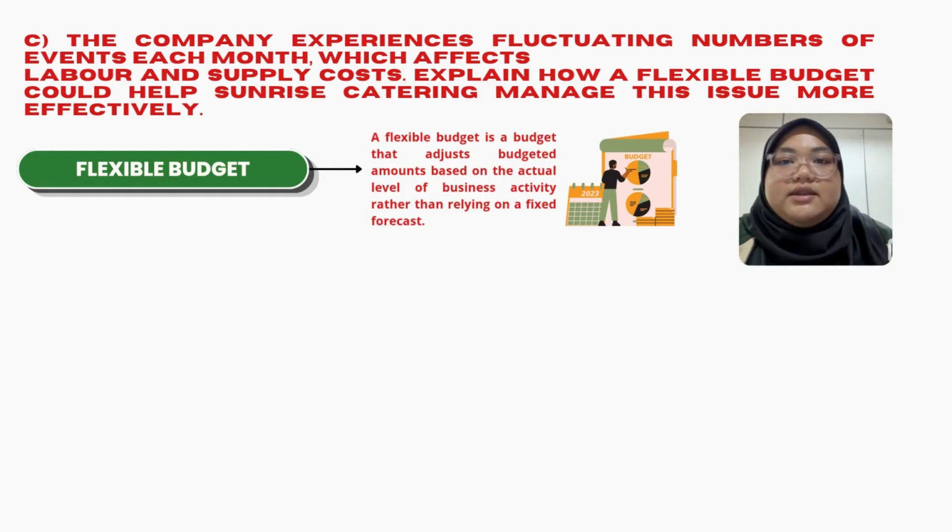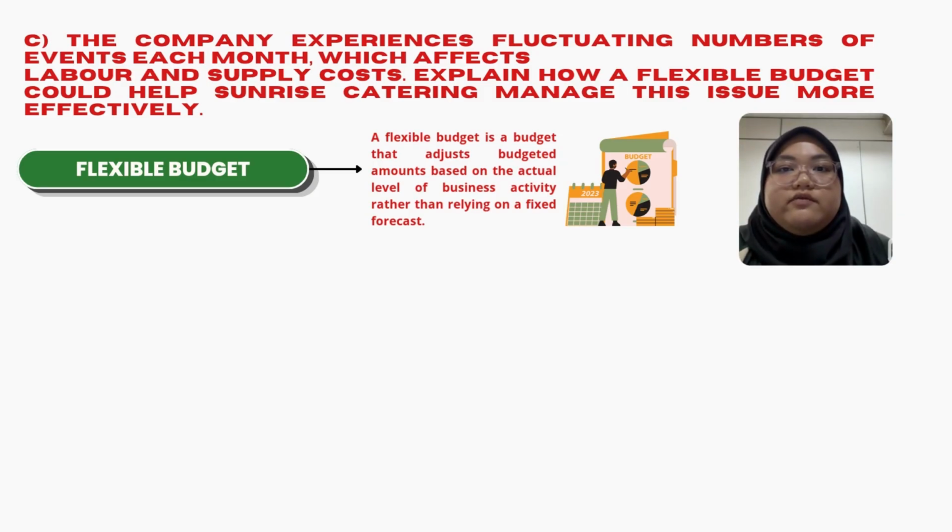Based on the case study, Sunrise Catering experienced fluctuating numbers of events every month. As the number of events changes, labor and supply costs also fluctuate. This makes it difficult to manage costs effectively using the same budget throughout the year. Therefore, implementing a flexible budget would be a more suitable approach. There are three main ways a flexible budget can help Sunrise Catering.